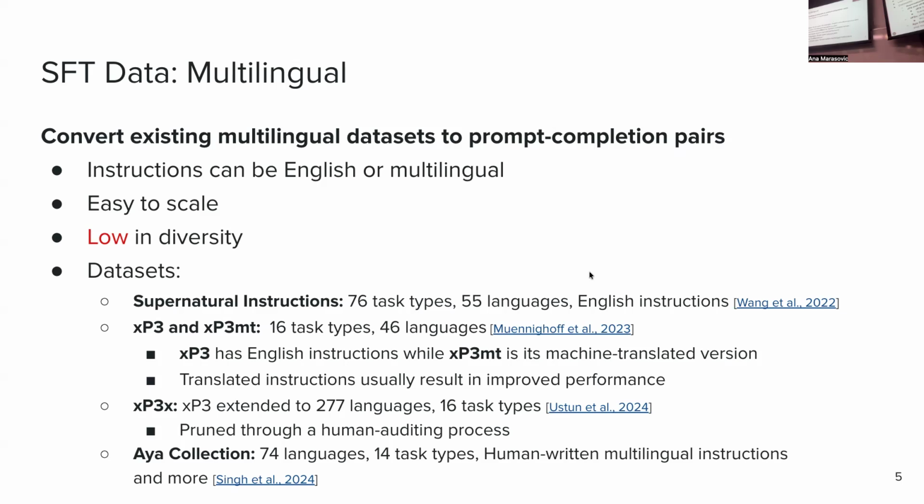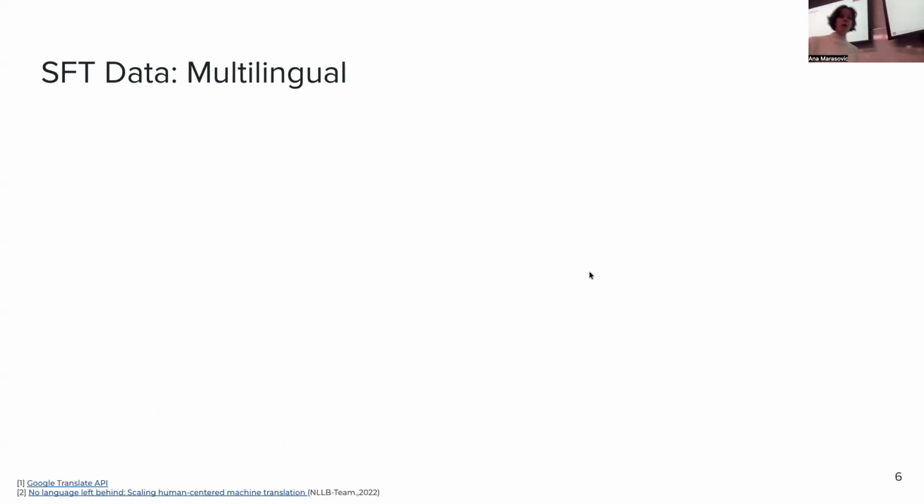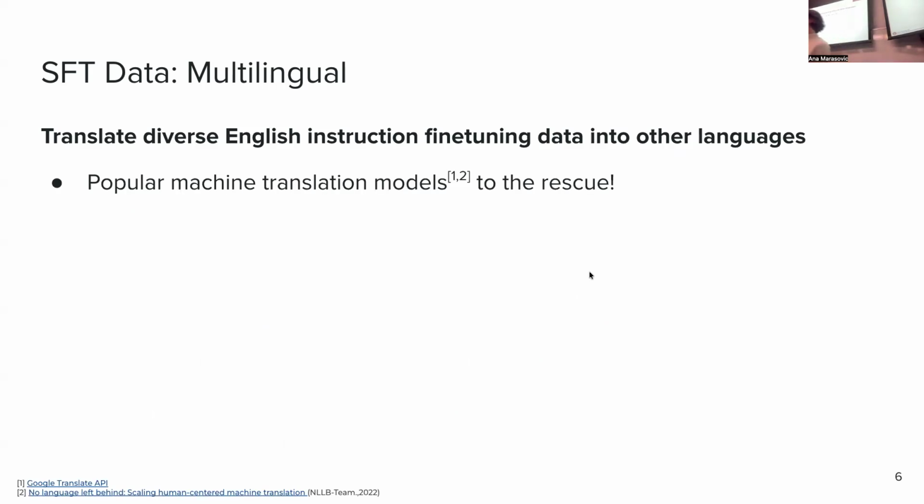Maybe we have a ton of machine translation data, but we don't have a ton of other multilingual data. So another thing you can do is take instruction data that's written in English and translate it into other languages. Here you can use two common models used for translation: the Google Translator API, or from Facebook AI, No Language Left Behind. I think researchers in our group really like NLLB for research purposes.